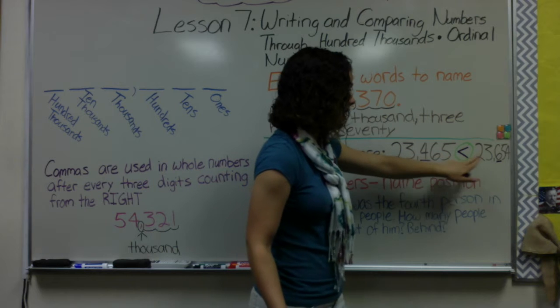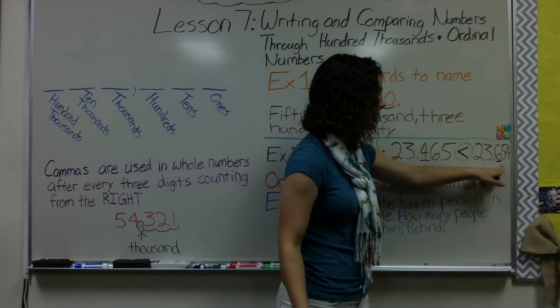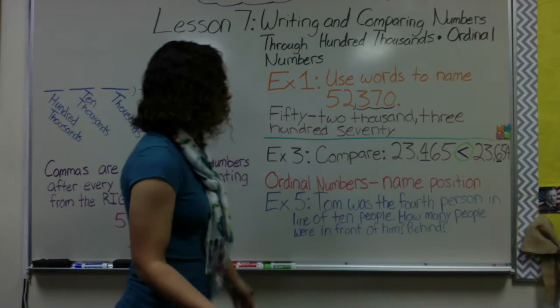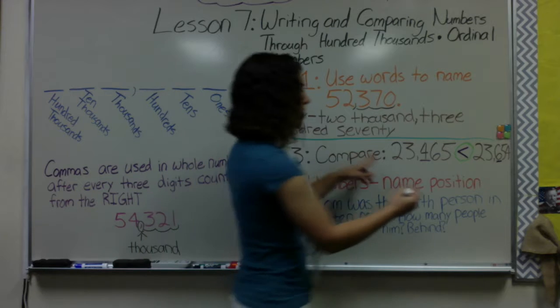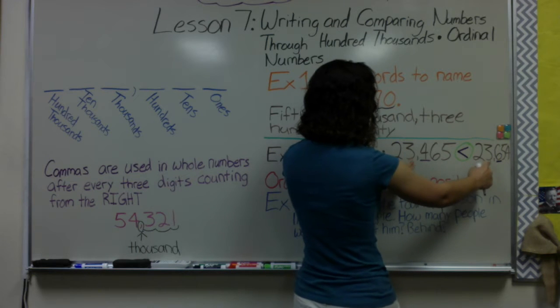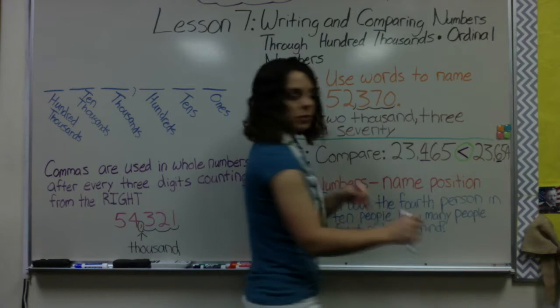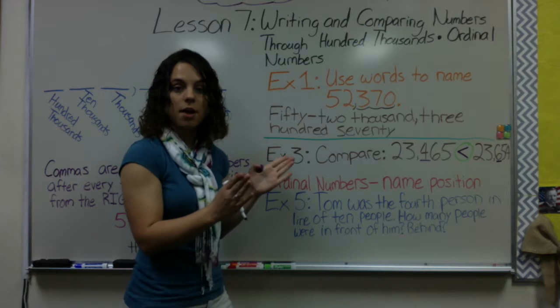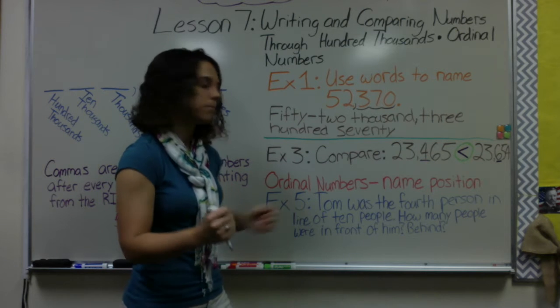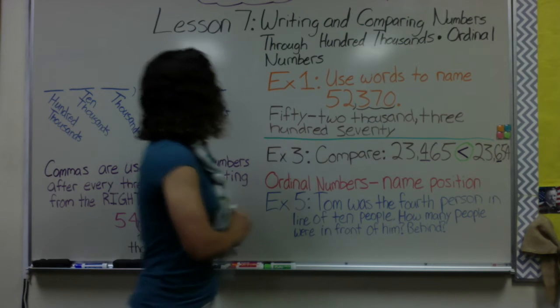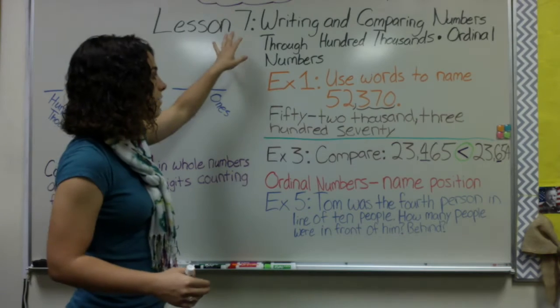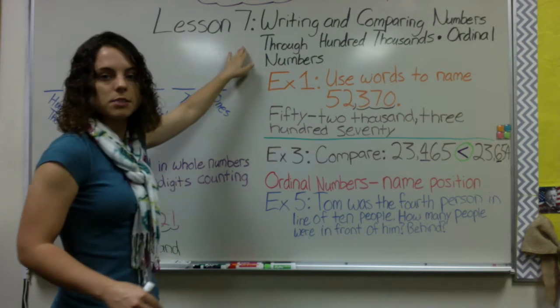But when we read it correctly from left to right, I would say 23,465 is less than 23,654. So that's comparing whole numbers. You want to start with your very first digit and just work your way until you find one difference. When you find your difference, then you can stop there and automatically compare. So that's about comparing numbers and writing them through the hundred thousands place.